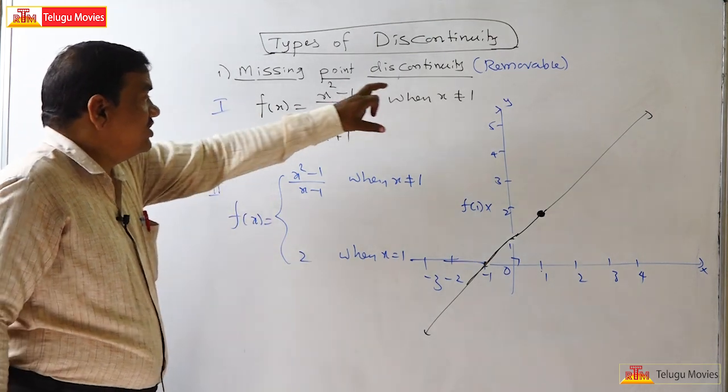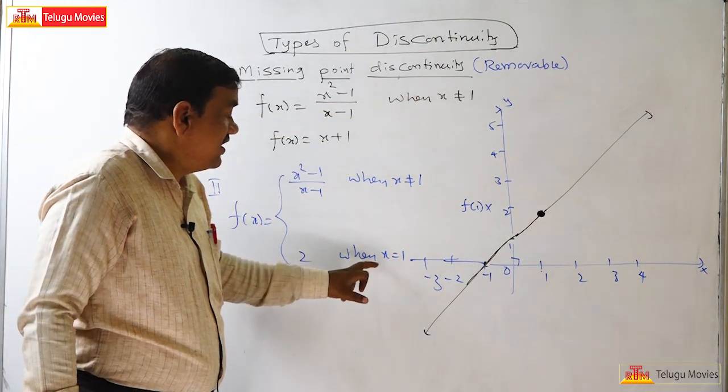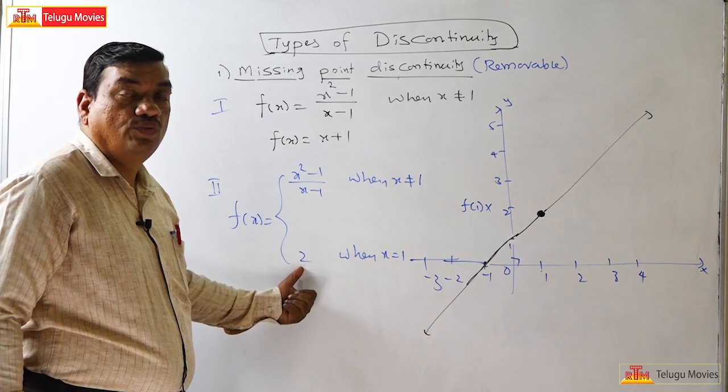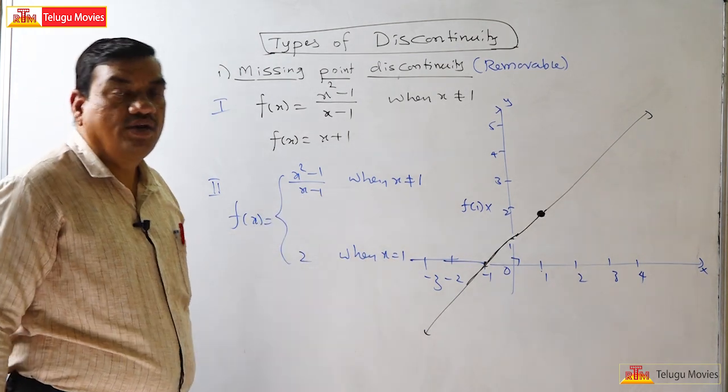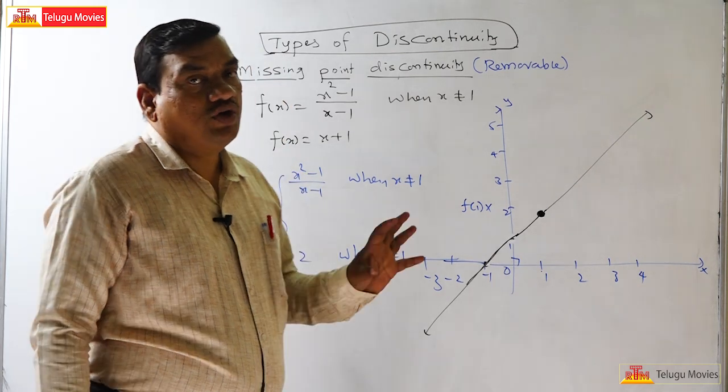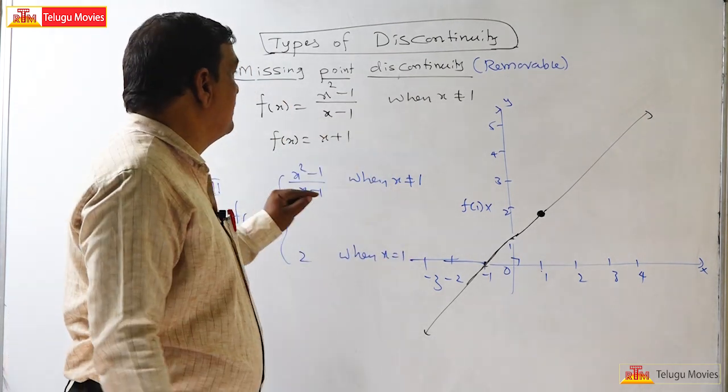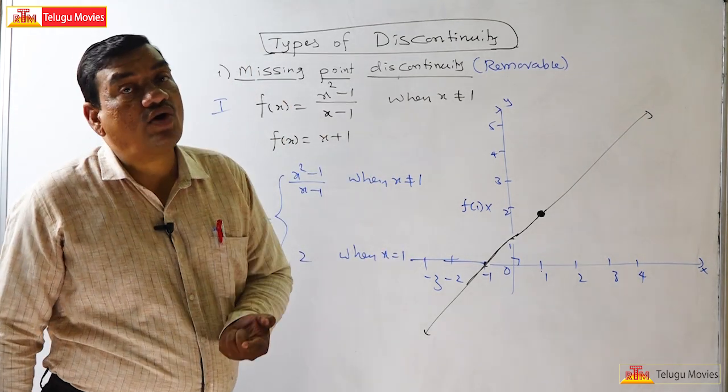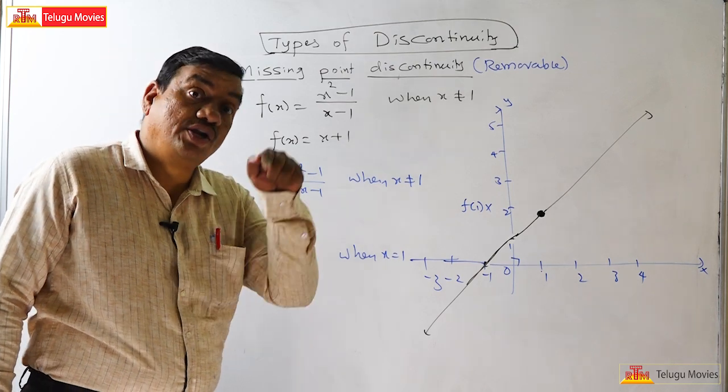Here it is not given for x not equal to 1. If x is equal to 1, what is this? 2. If you define that, we can remove this discontinuity. I hope that you understand this concept. Let us see another type of discontinuity which is removable.